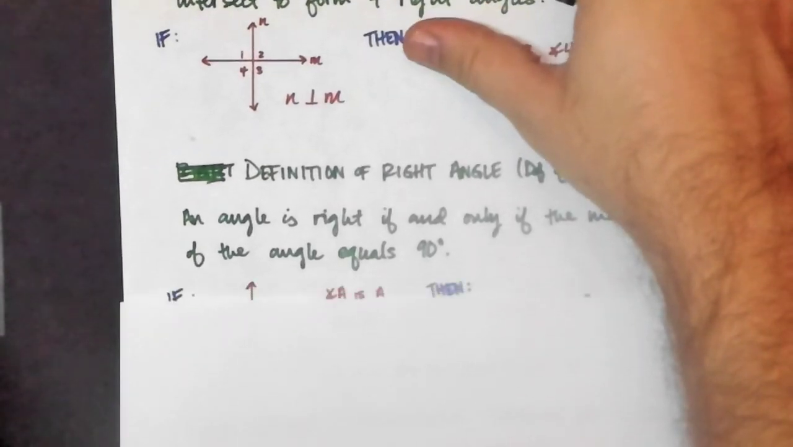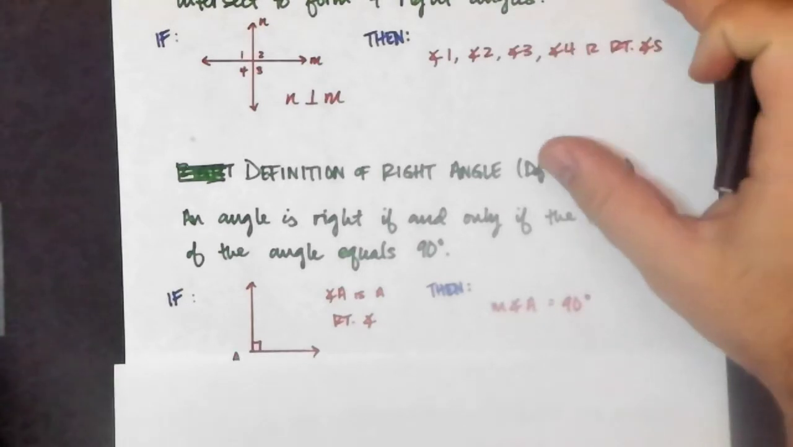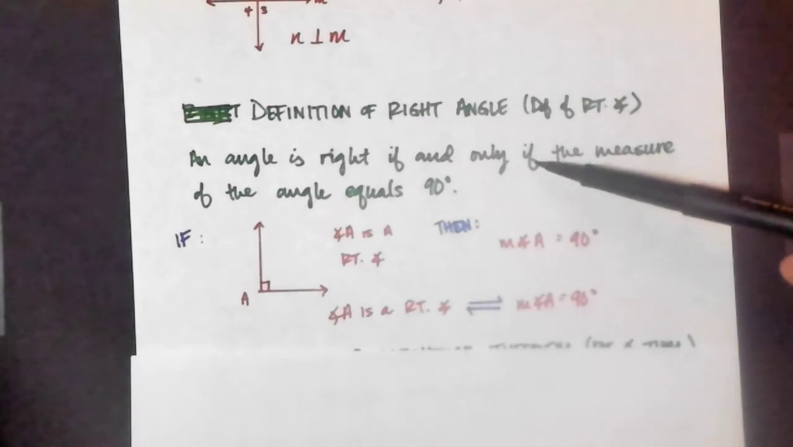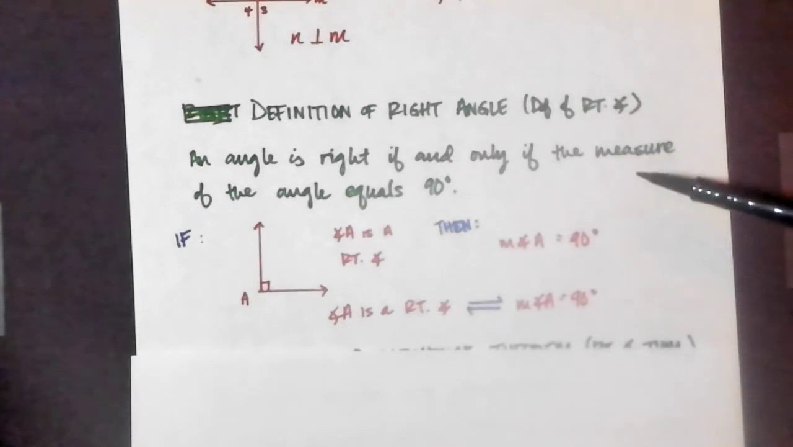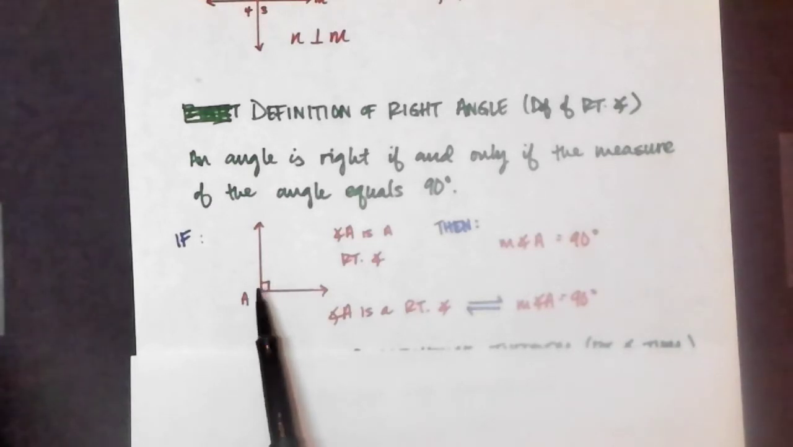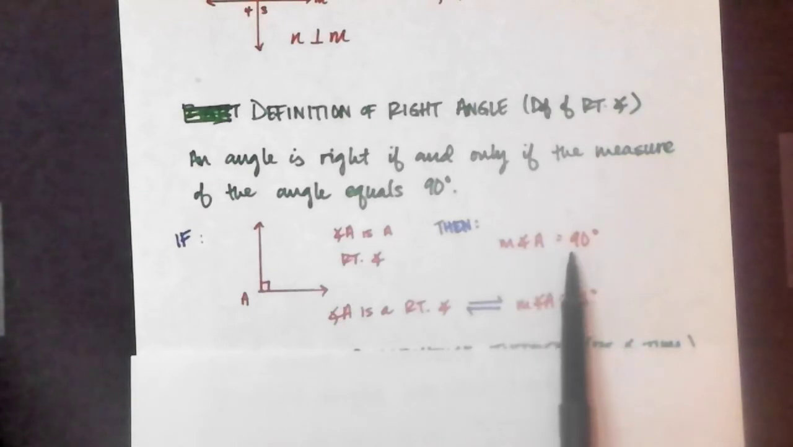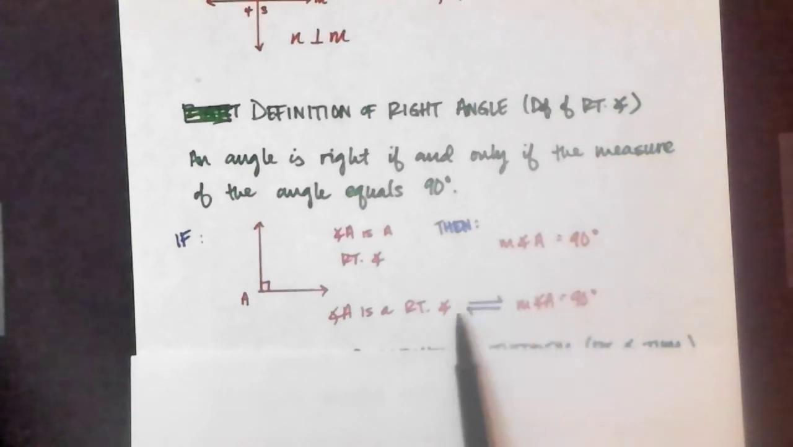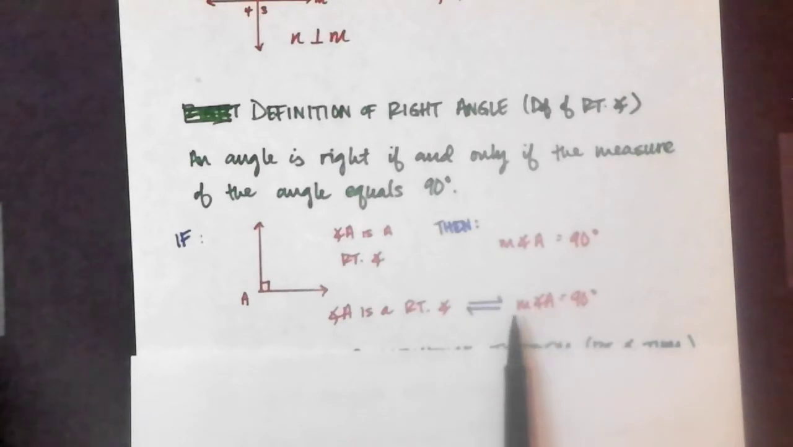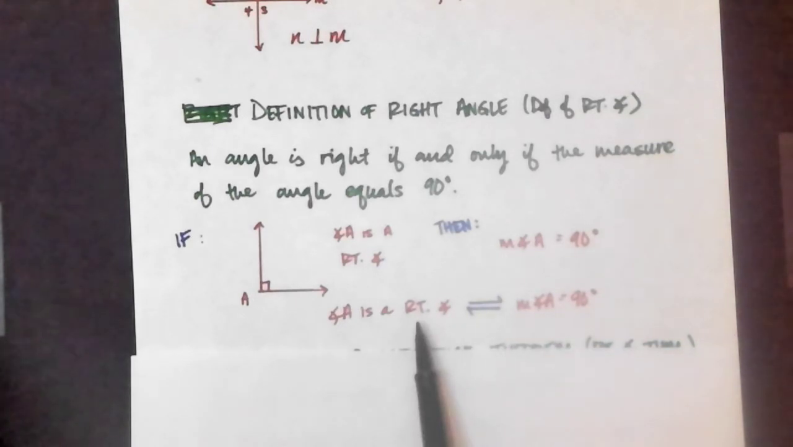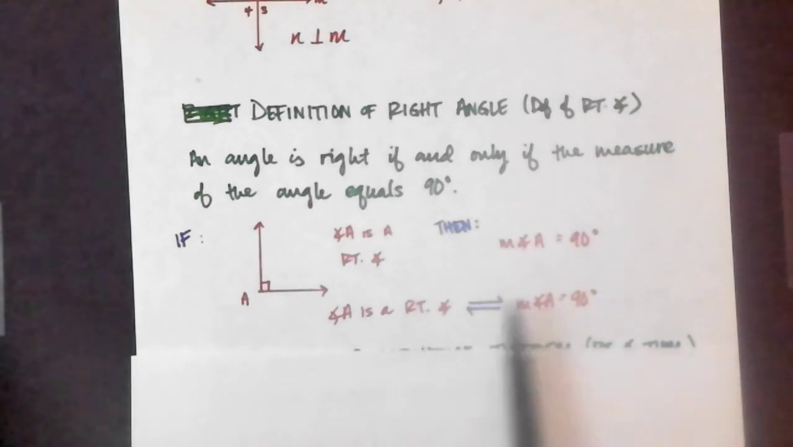So once we have right angles, a lot of times we use the definition of right angles. This says an angle is right if and only if the measure of the angle equals 90 degrees. So if you're told that angle A is a right angle, sometimes we're given this symbol with the picture, you can then conclude that the measure of angle A equals 90 degrees. But because this is a definition, we can also use it in the other direction. If you're told that the measure of angle A, for example, is equal to 90 degrees, you can then conclude that angle A is a right angle.